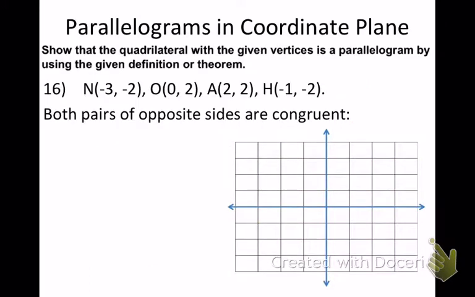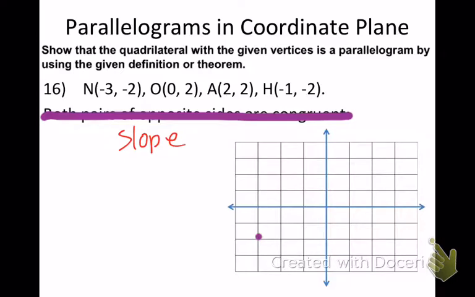Last one. Take a couple seconds, try number 16 on your own. Again, we want to do it by recognizing these slopes. Can you plot the points? Yeah, I can plot the points: (-3, -2), (0, 2), (2, 2), and (-1, -2).